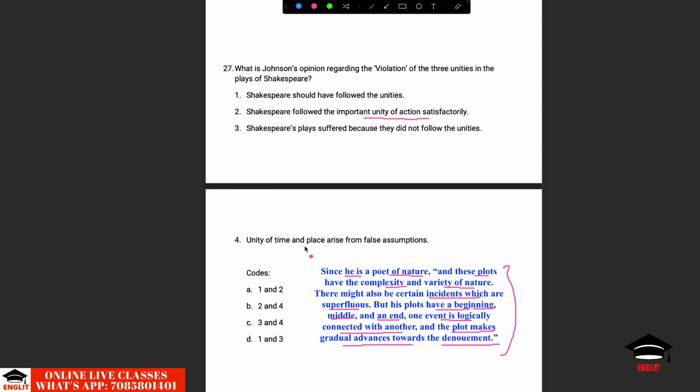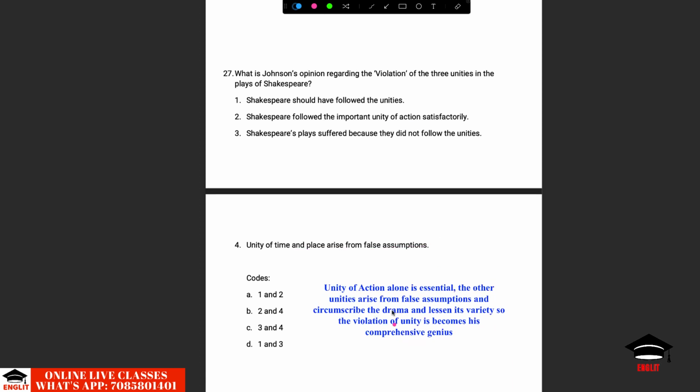About the second, the unity of time and place arise from false assumptions. Let me quote another example. He says that unity of action alone is essential. The other unities arise from false assumptions and they circumscribe the drama. Circumscribe means they lessen the effect, they shorten the effect, they kill the effect and lessen its variety. So the violation of unity becomes his comprehensive genius. So according to Dr. Johnson, if Shakespeare had not followed other unities of time and place, it is his genius because he has been able to present the complete drama in its entirety.